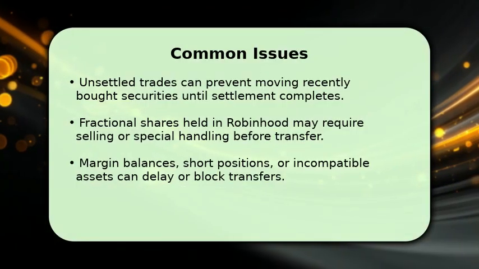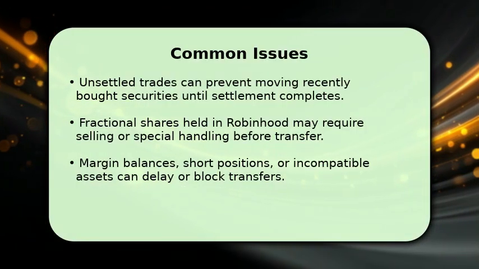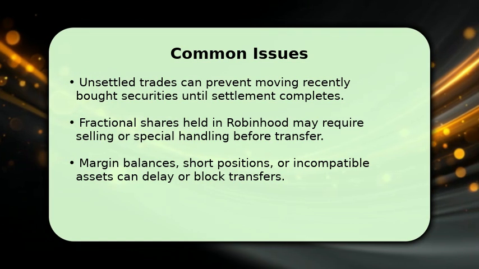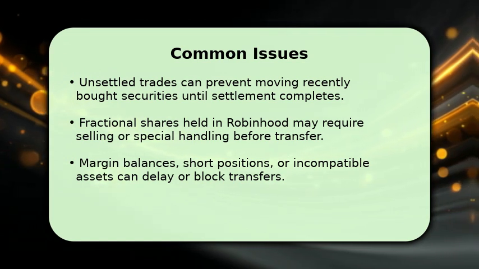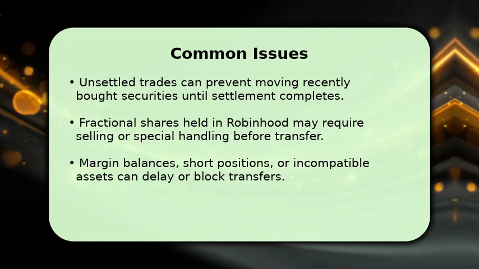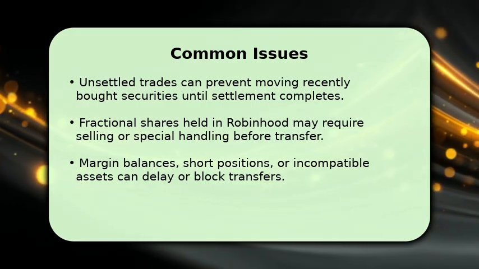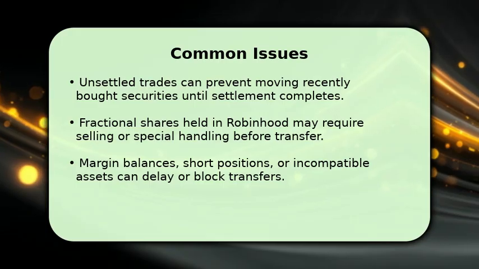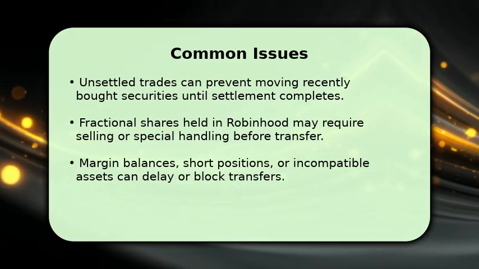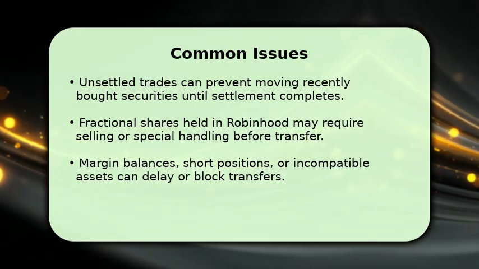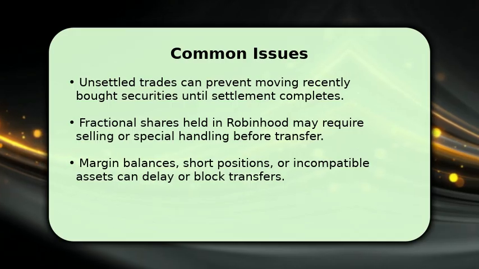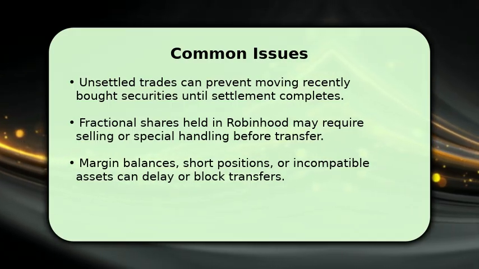Watch for common issues like unsettled trades, fractional shares, margin balances, and incompatible securities that can stall transfers. If Robinhood holds fractional shares, plan to sell or convert them per Vanguard policies and ensure margin or short positions are resolved first. Double-check your Social Security and account registration details to prevent rejects.